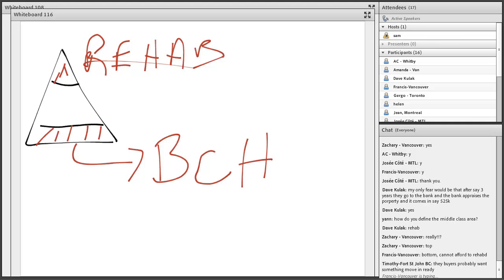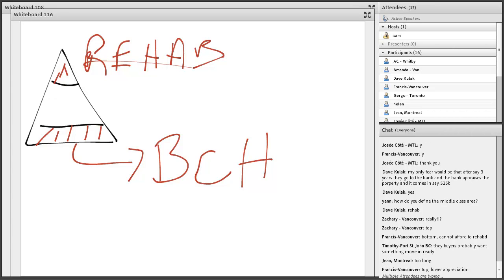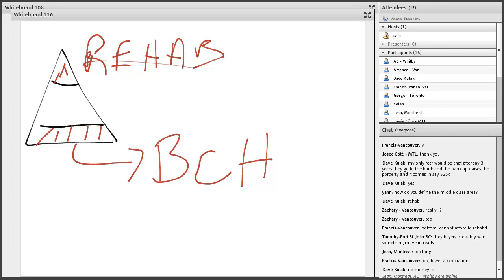Okay, so down here it's for two different reasons. Down here, we don't want to buy and hold because, why don't we want to buy and hold here? Anybody? Too long, lower appreciation. Yep, lower appreciation. No money in it.